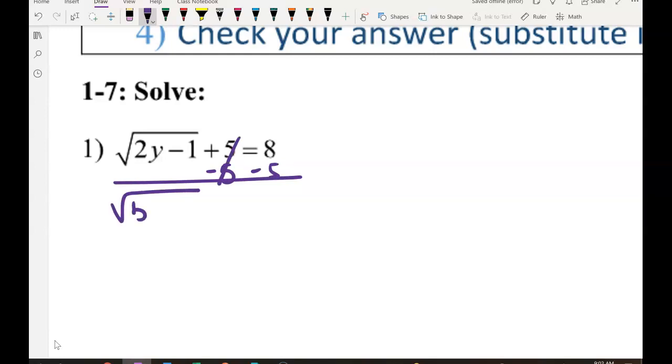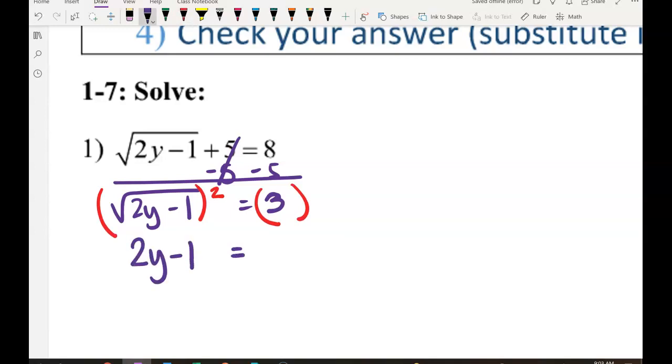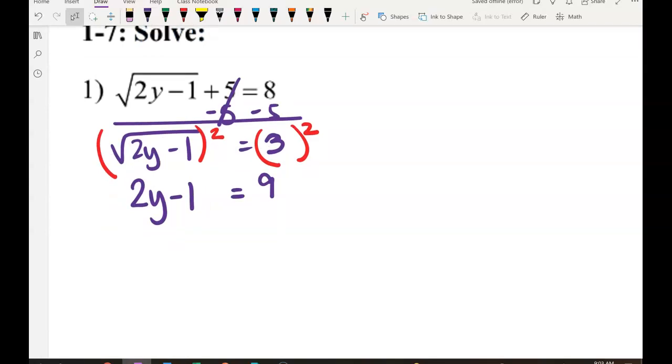So square root of 2y minus 1 equals 3. This is an index of what? 2. How do we undo an index of 2? Square it, okay? So now the square root and power of 2 will undo each other. What you do to one side, make sure the other side also has a square power. 3 squared is going to give us a what? 9.